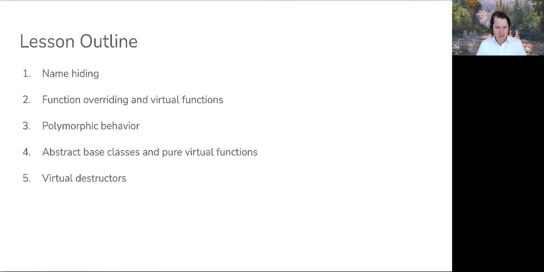So a little bit of a lesson outline. We're going to first talk about name hiding, and we've talked about this briefly in the previous lesson. It was that idea of, okay, I kind of have a nested scope structure when I'm dealing with inheritance. The derived class is kind of an inner scope, and then the base class can be thought of as the outer scope. We talked a little bit about some of the implications of that in the inheritance lesson, and we'll go ahead and expand upon that here.